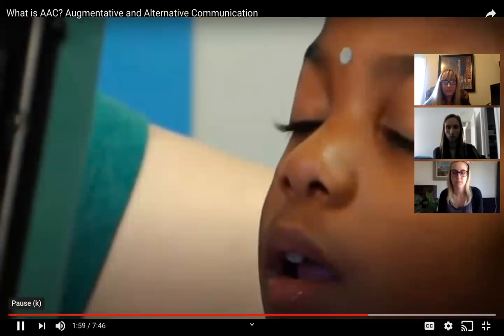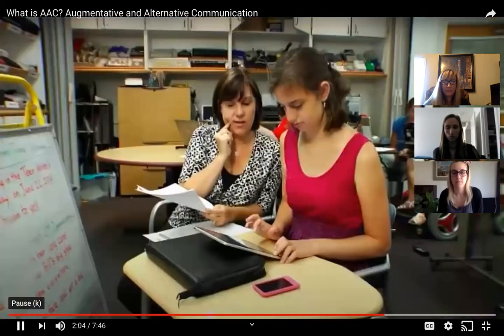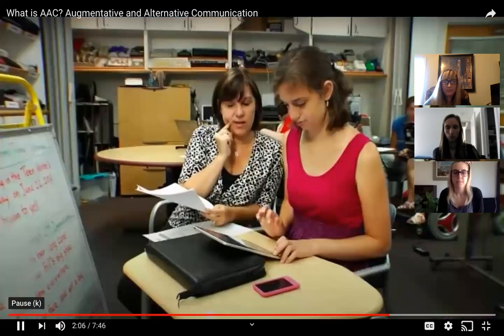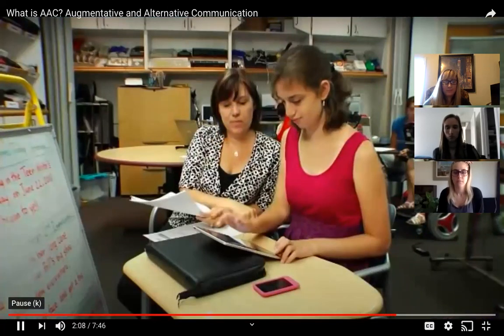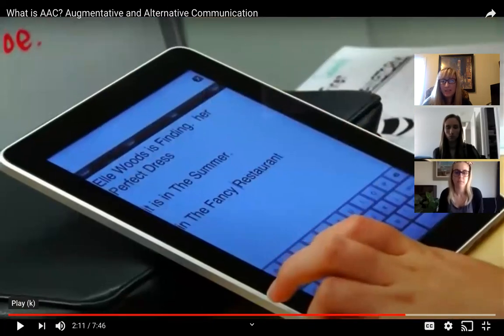Selecting the best way to communicate can be a complex process. It's important to get an evaluation by a group of professionals who are qualified to evaluate the necessary skills to use an AAC system successfully. And that would be the IEP team, including a speech language pathologist. An evaluation should involve a team of professionals working together.